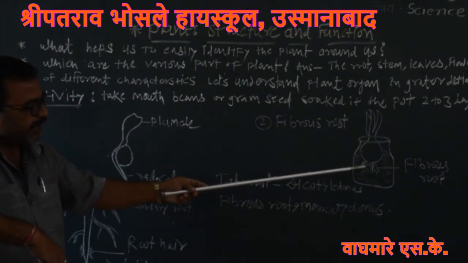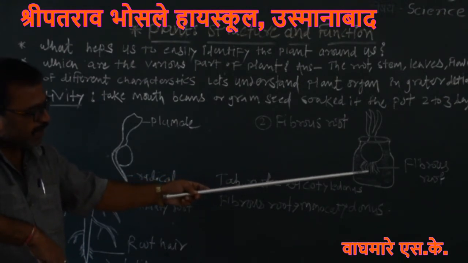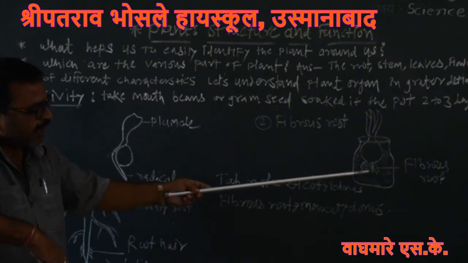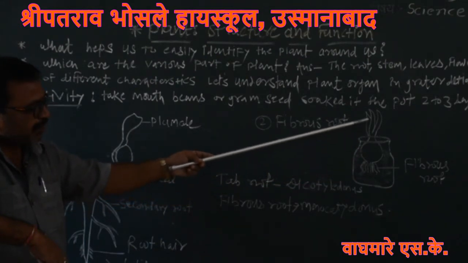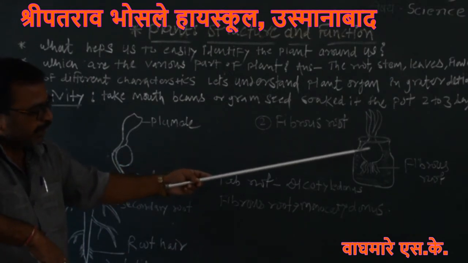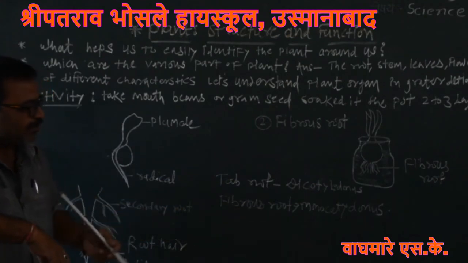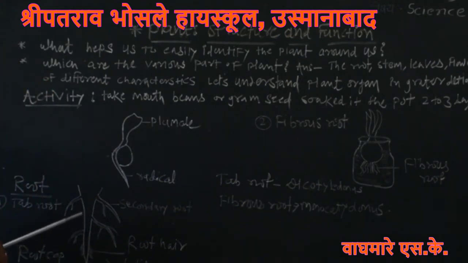Onion is inserting these fibrous roots, which are absorbing these nutrients present in the water particles and transporting them toward the green portion, the leaves. This is the difference between the taproot and the fibrous roots. The taproot goes straight toward the plant body.